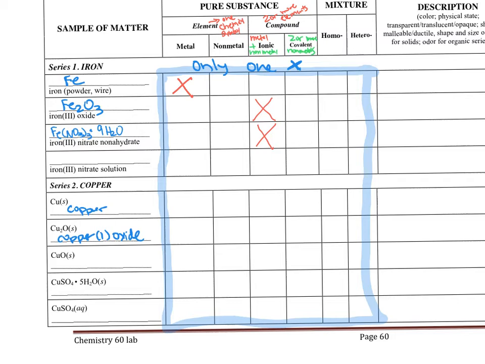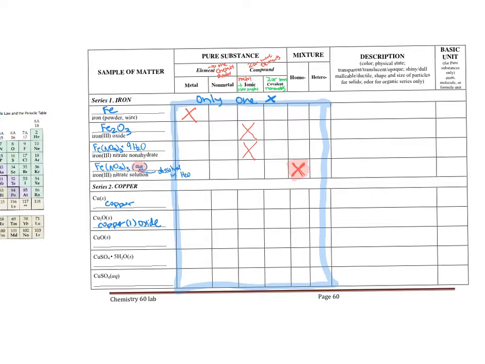Iron 3 nitrate solution, Fe(NO3)3 aqueous. Remember, aqueous means dissolved in water. That means I've got the chemical formula Fe(NO3)3 and H2O that makes it a mixture. Anything that is aqueous by definition is a homogeneous mixture. So anytime you see AQ, think homogeneous mixture. So that'll get you started.